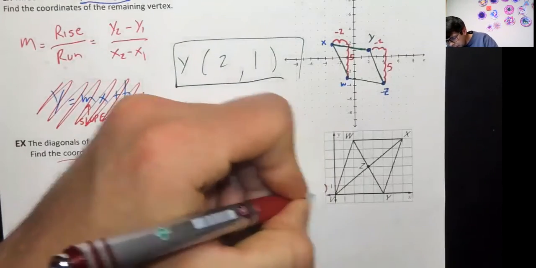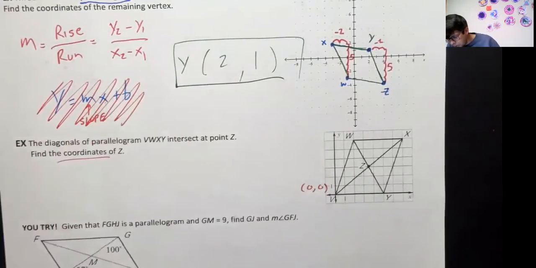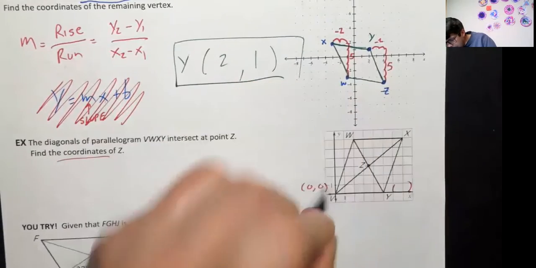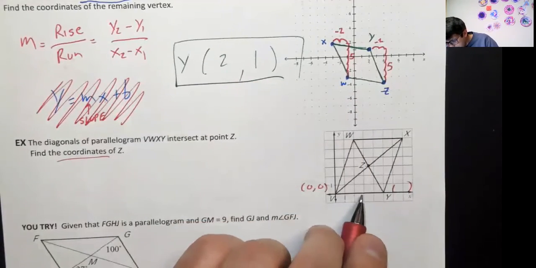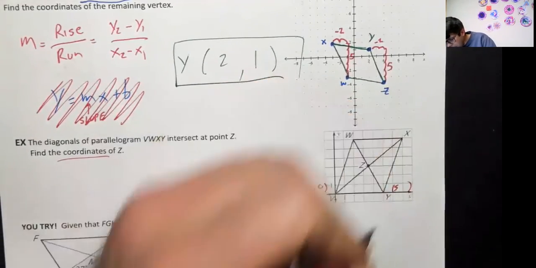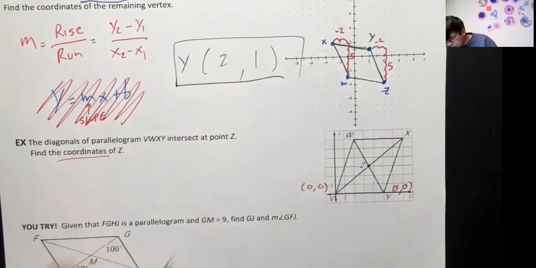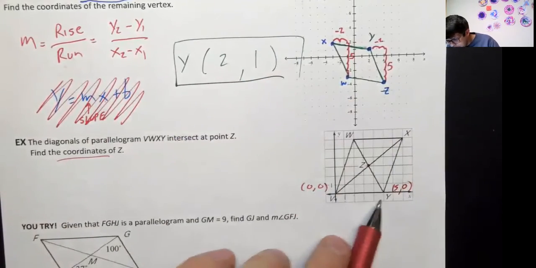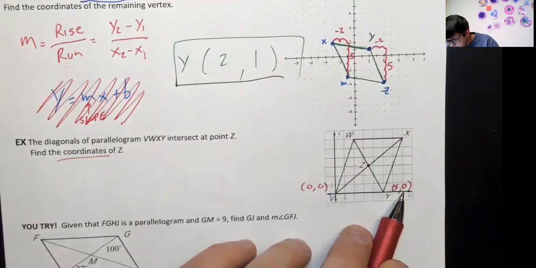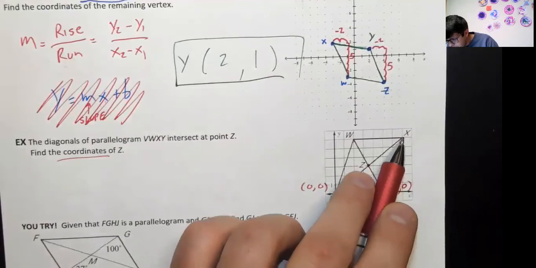V right here is an easy one to start with because it's at the origin, or 0, 0. Y looks like it's horizontally 1, 2, 3, 4, 5 units over, but 0 units up. X is the one that is farthest out. It looks like it's about 7 units over, and 1, 2, 3, 4, 5, 6 units up.